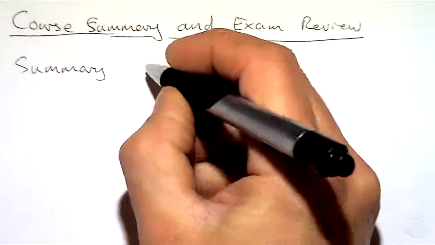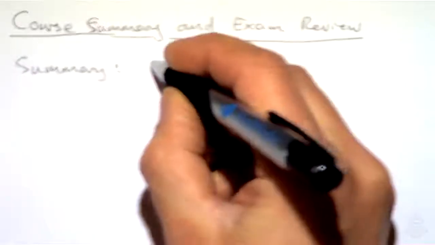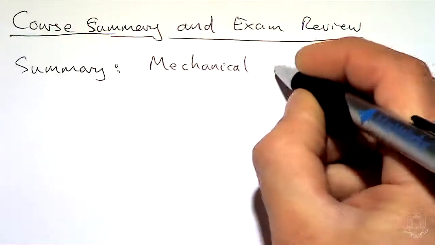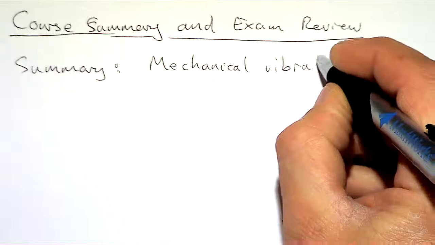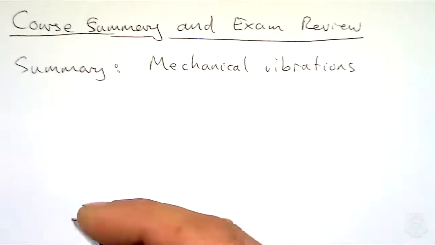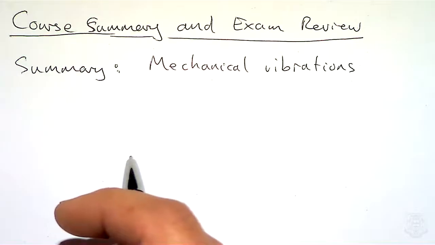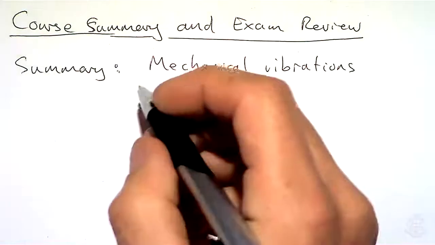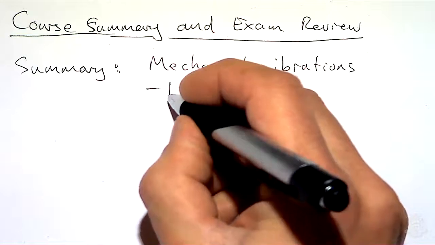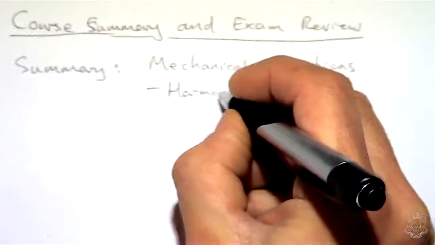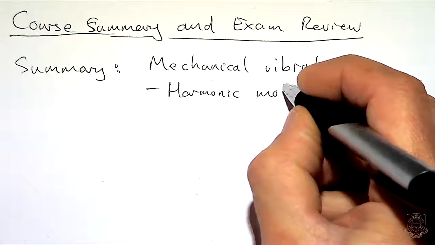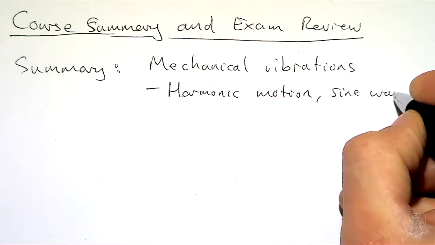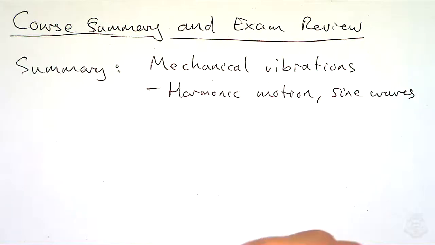So, summary of what we did. We started with what you might call mechanical vibrations. This is the classic theory of vibrations of a single degree of freedom system, and we included things like harmonic motion and sine waves, didn't we? Basically, we said that everything was a sine wave.